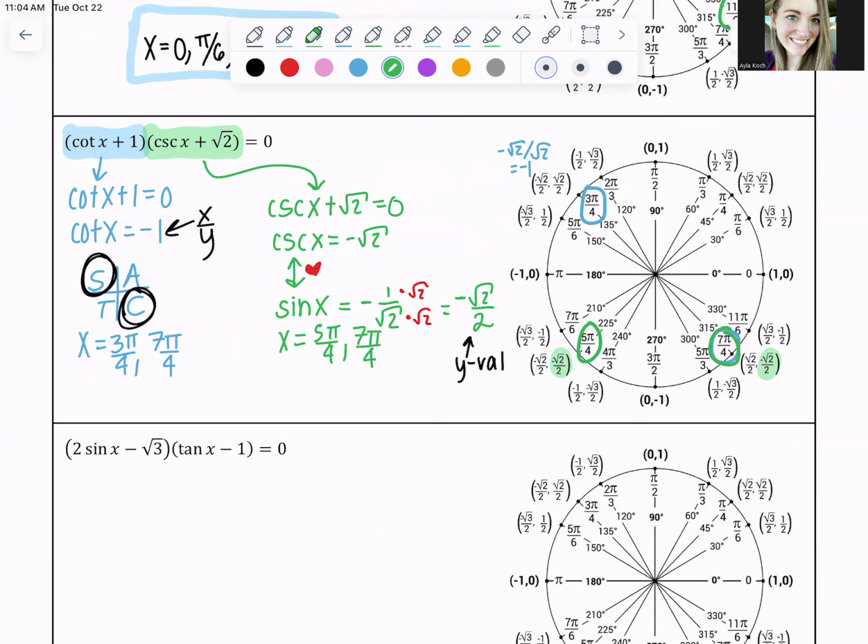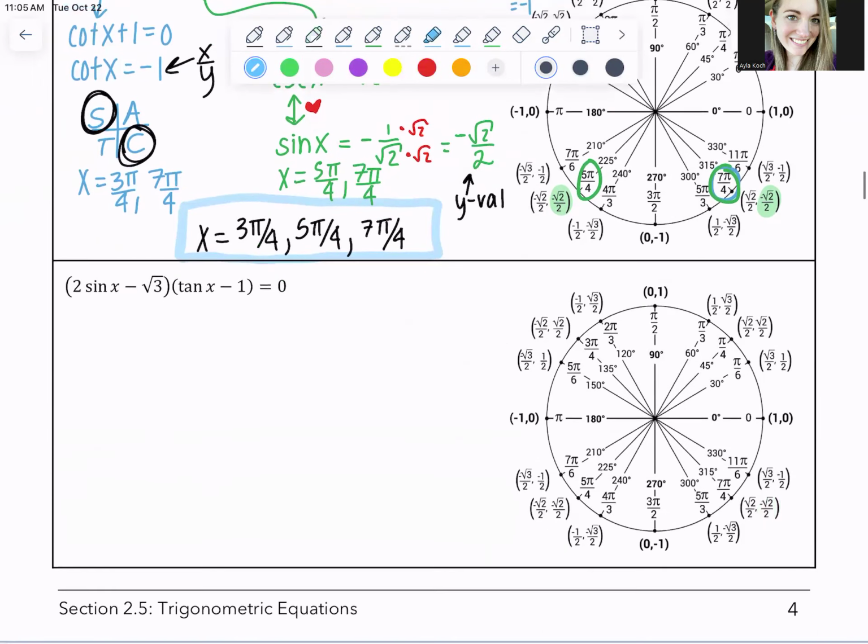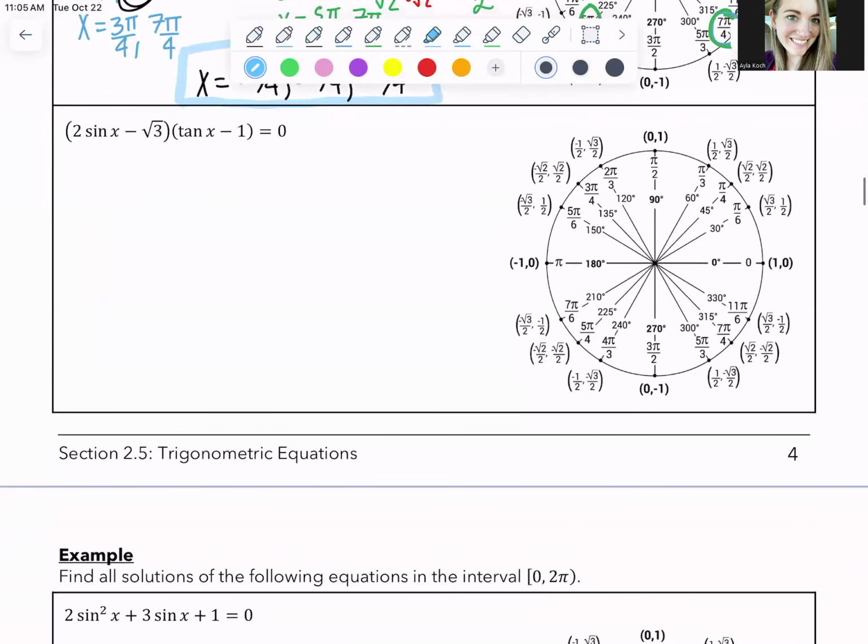When we go to write our final answer, we only need to include 7 pi over 4 one time. So we have a total of 3 solutions. One of them ends up working for both. So we have x is equal to 3 pi over 4, 5 pi over 4, and 7 pi over 4. Boom. There they are.